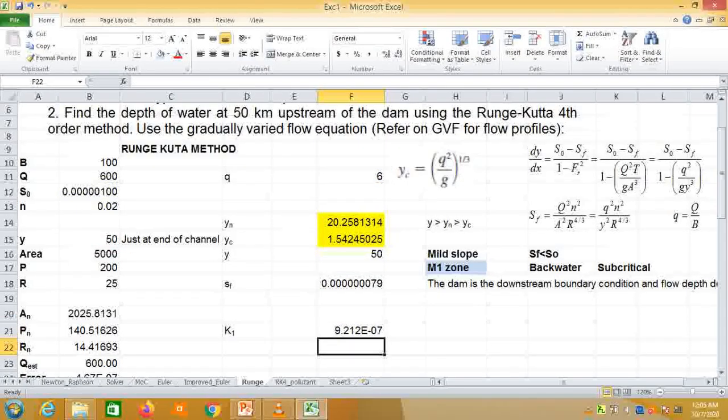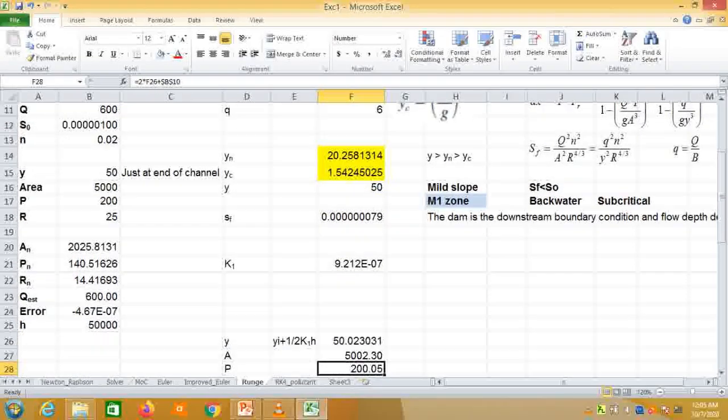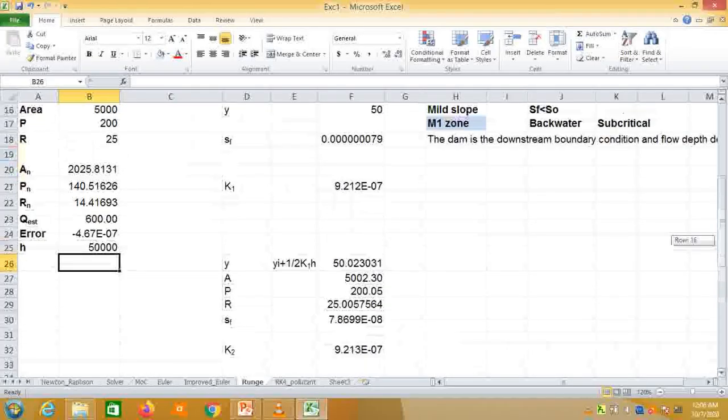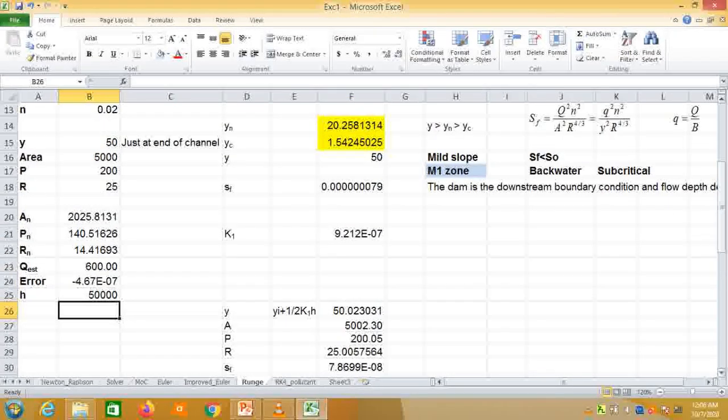Next, we are going to calculate somewhere. You're asked, by the way, to calculate the value at 50 kilometers, which means h is equal to 50,000 meters. So the next value, K2, should be estimated at x equal to x plus half of h. h is 50,000, so at 25 kilometers upstream, actually, if you want to do it in one go.